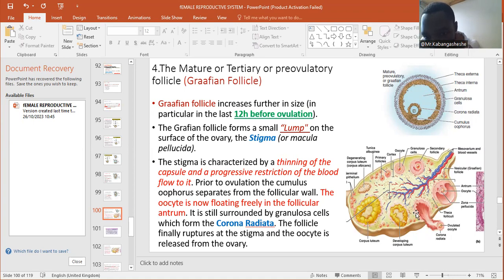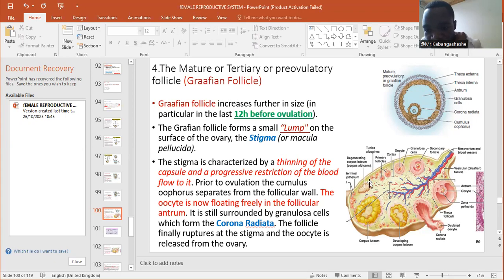Remember, all these follicles are developing in the cortex, which is a layer immediately underneath the two superficial layers of the ovary. That is the germinal epithelium as well as the tunica albuginea. So this swelling we are seeing on the surface of the ovary is known as the stigma. Okay, so that is the stigma there.